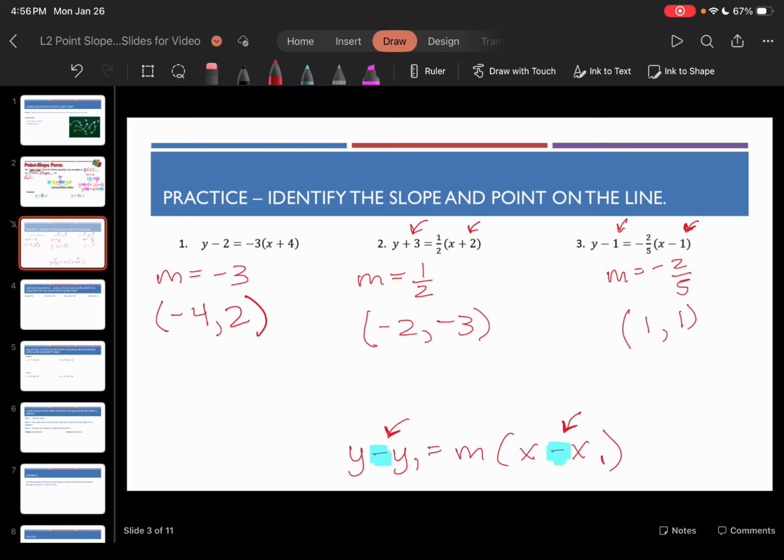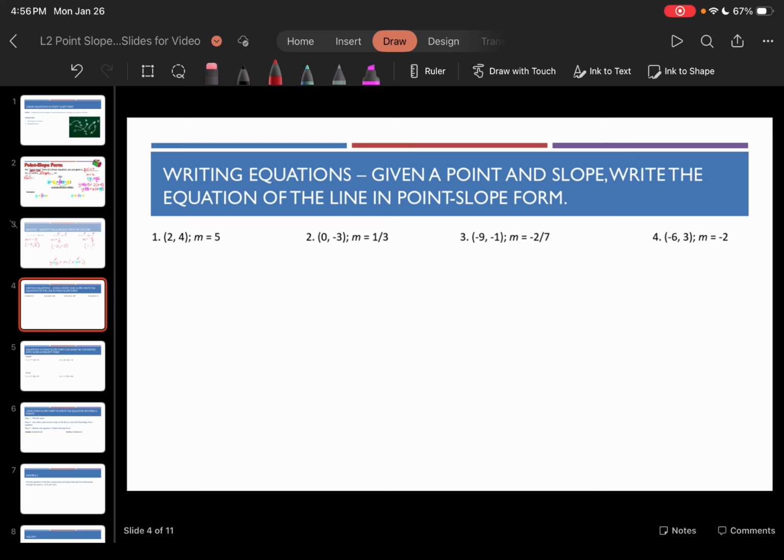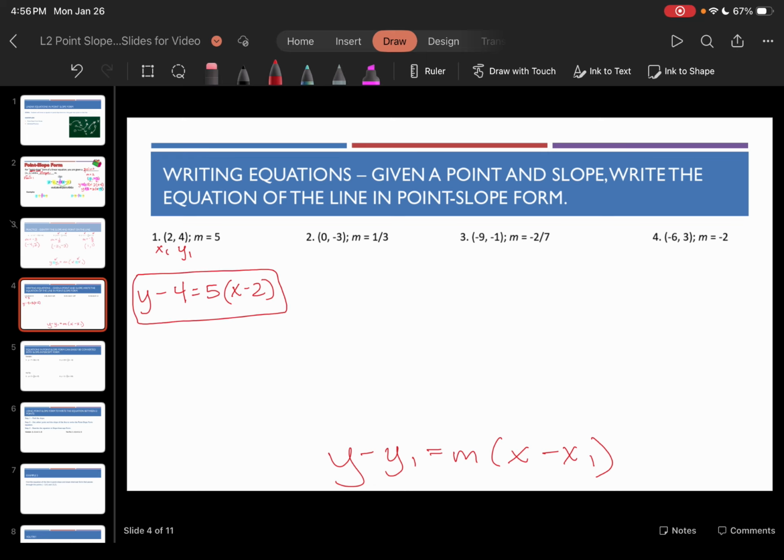Okay, so now we're going to kind of go backwards. I'm going to give you a point, and I'm going to give you a slope, and you're going to write the equation in point slope form. And again, your formula is y minus y1 equals m times x minus x1. So I'm just going to plug in here. This is my x1, y1, and they give me my slope, right? Y minus 4 equals 5 times x minus 2. And there you go. There's my equation.